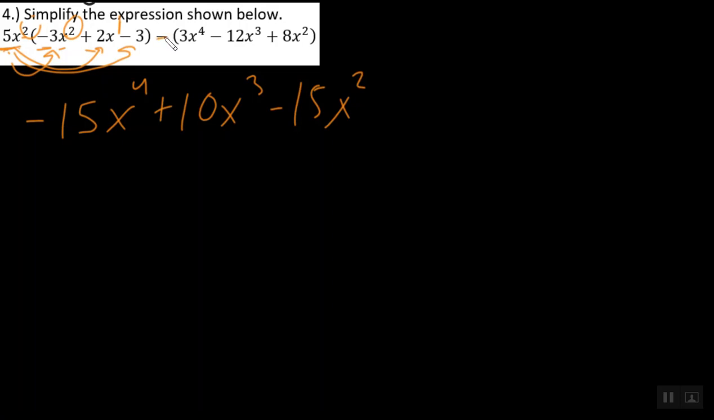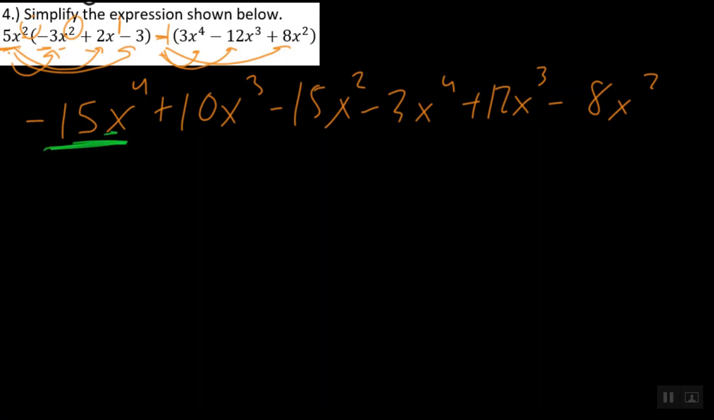Now notice in front of here we have a negative symbol, so that's like saying negative 1 times 3x to the 4. Well, we just write minus 3x to the 4. Remember, multiplying by negative 1 just changes the signs. So a negative times a negative is a positive 12x cubed, and a negative times a positive is a negative 8x squared. At this point, you want to combine everything that has the same letter and the same exponent.